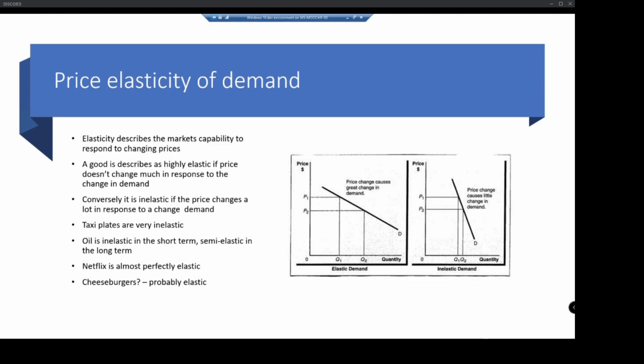And so why did you want me to go back to this price elasticity of demand?